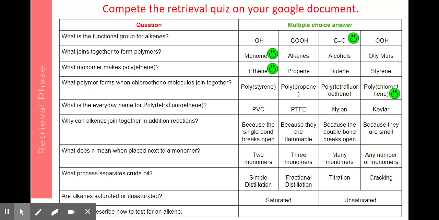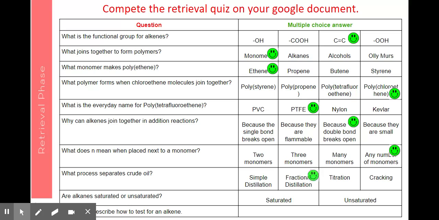is polychloroethene. The everyday name for polytetrafluoroethene is PTFE. Alkenes can join together because the double bond breaks open. The n means any number of monomers.